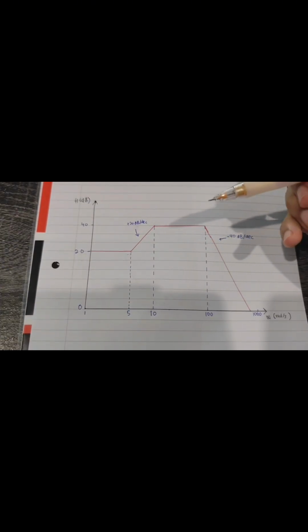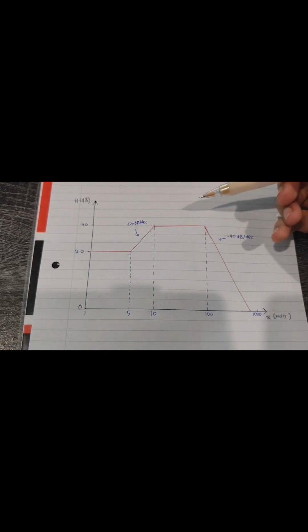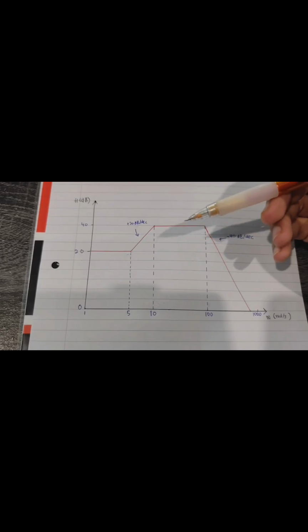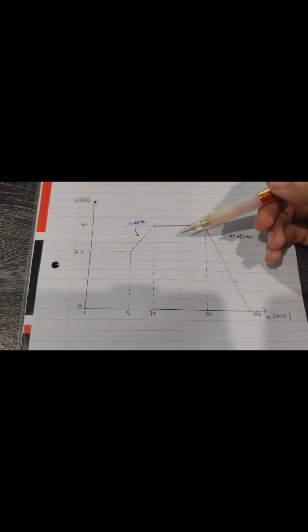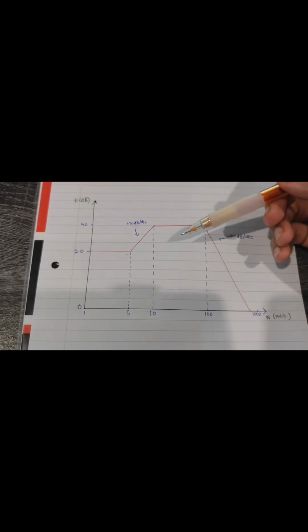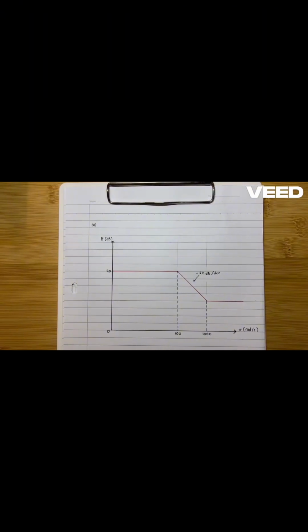So, in conclusion, this Bode plot likely represents a band pass filter. It allows a specific range of frequency between 10 to 100 radian per second, while blocking frequencies that are too low or too high.